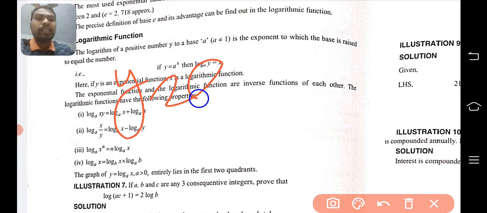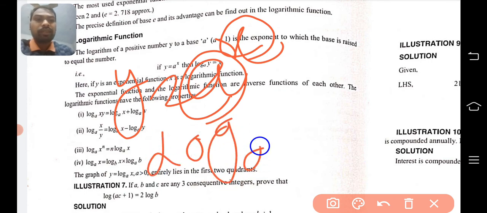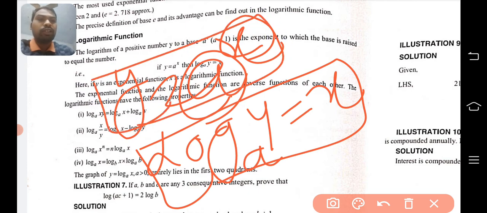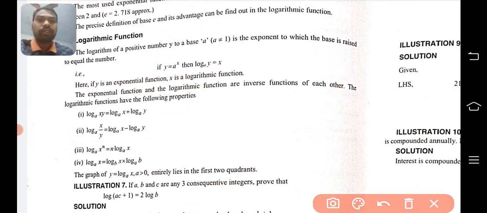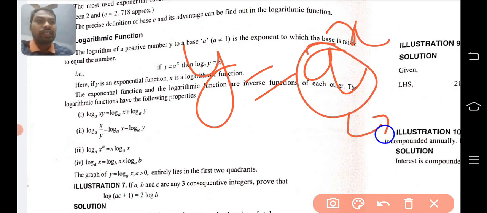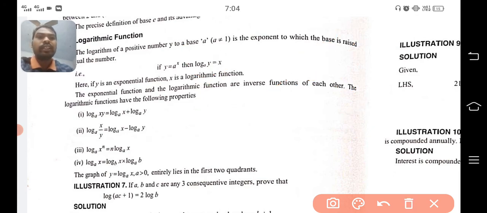So how can we transform this function into a logarithm function? y is equal to a to the power x, where a is the base and x is the exponent. So in the logarithm function we can write log base a of y is equal to x. Clear? So this is the way from your exponential function to the logarithm function. So if y is an exponential function, where the base is a constant and the exponent is a variable, then only we can interpret it as a logarithm function.